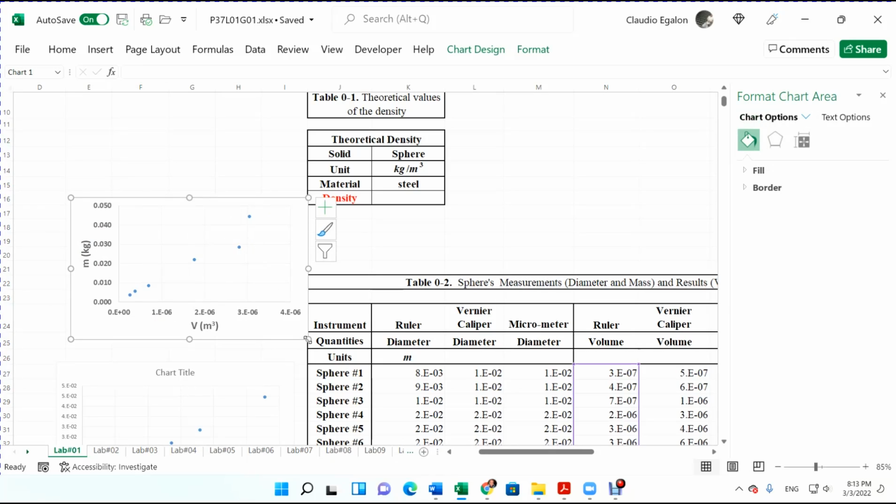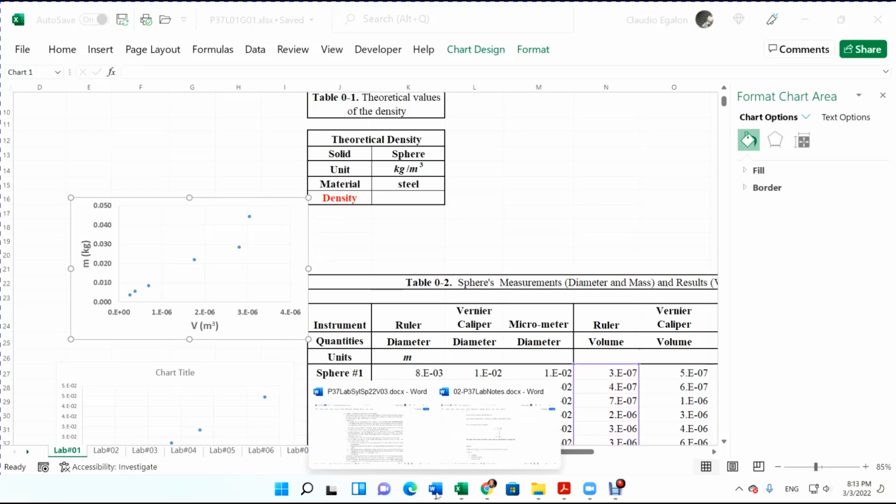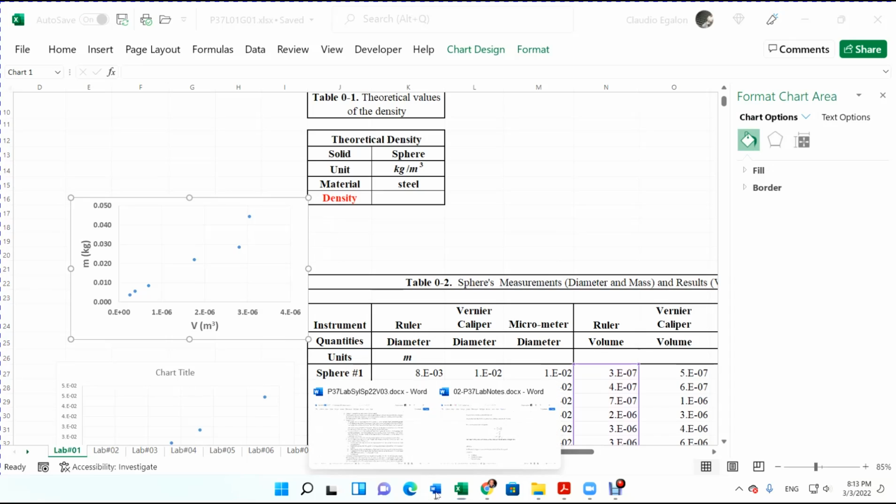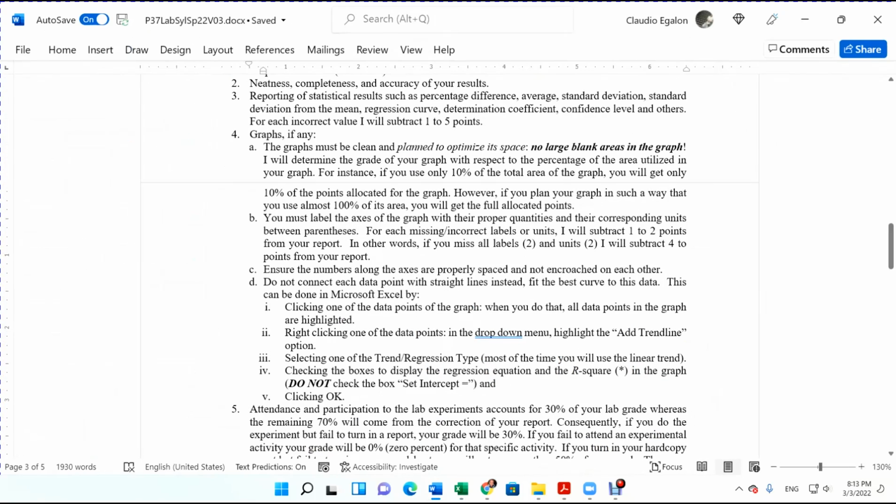It's not everything yet. Let's take a look at the syllabus. The graph must be clean and planned to optimize its space, with no large blank areas in the graph. You must label the axes of the graph with their proper quantities and corresponding units between parentheses. That's where we are.